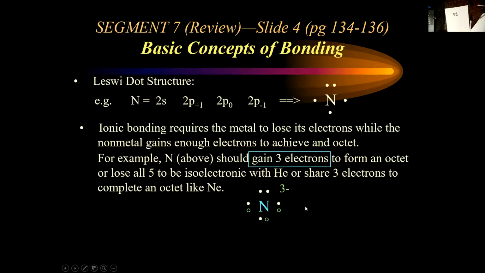So I could have nitrogen as a -3 or a +5. My guess is it would be -3 if it's going to be ionic, and not the +5. The +5 would just take them all away.